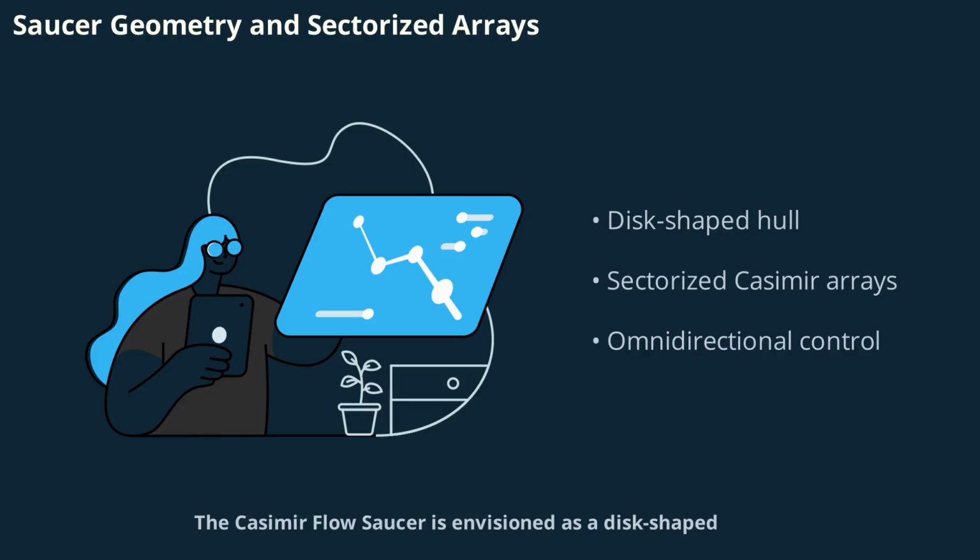The Casimir flow saucer is envisioned as a disc-shaped craft with sectorized Casimir flow modules embedded in the rim. Each sector contains multilayer Casimir cavities and tunable metamaterials, allowing precise control of LEF and chi-MCG. By modulating the phase and orientation of these sectors, the craft can shape the local vacuum field, creating net tilts in the MCG-induced gravity vector for omnidirectional movement.